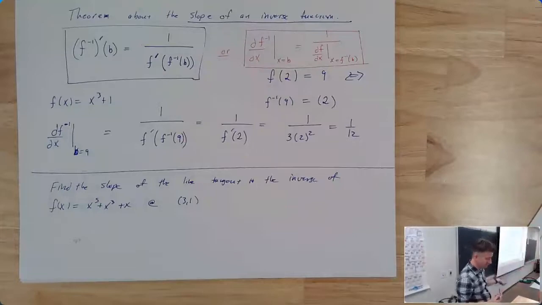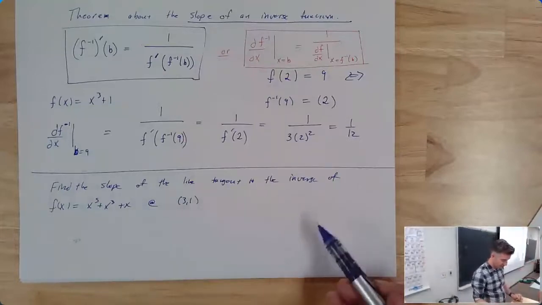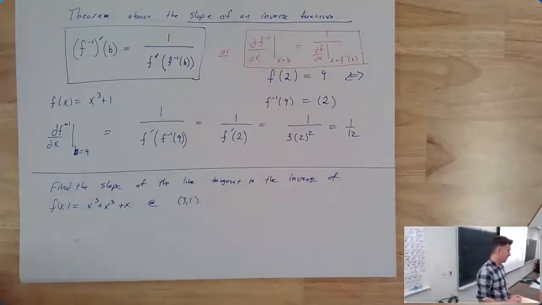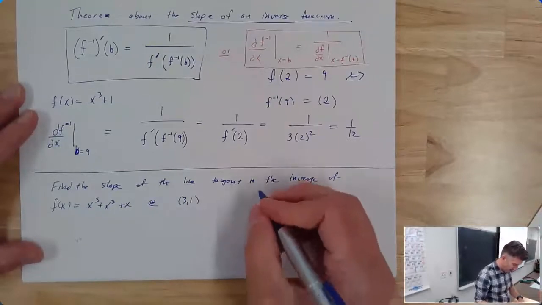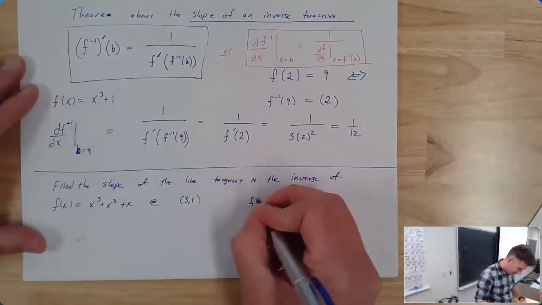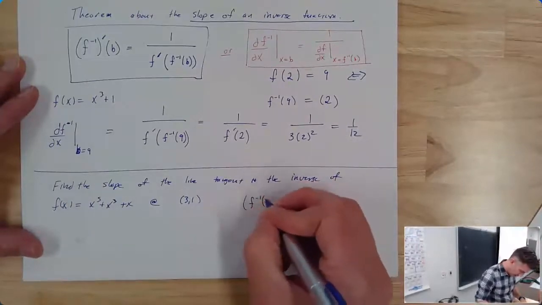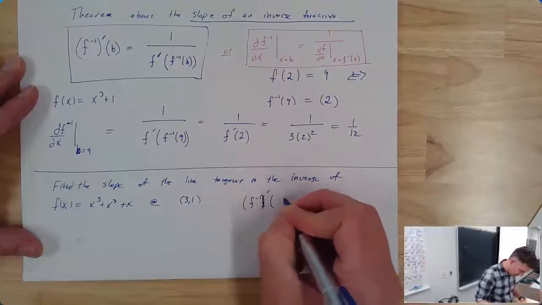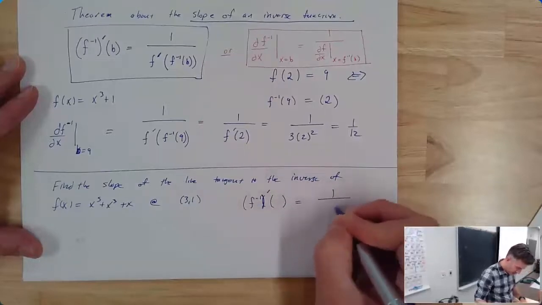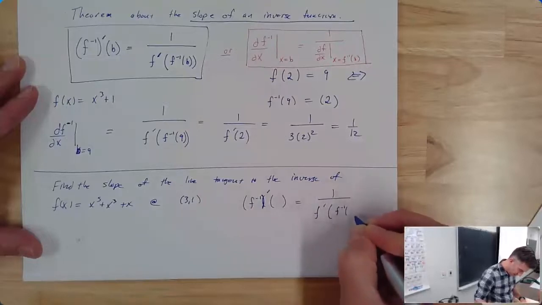So this is invertible. I want to find the derivative of the inverse, or the slope of the tangent line of the inverse function at the point 3, 1. So the question we have to ask ourselves is, okay, great. I know I want to find f inverse prime of some point equal to 1 over f prime of f inverse of that same thing.